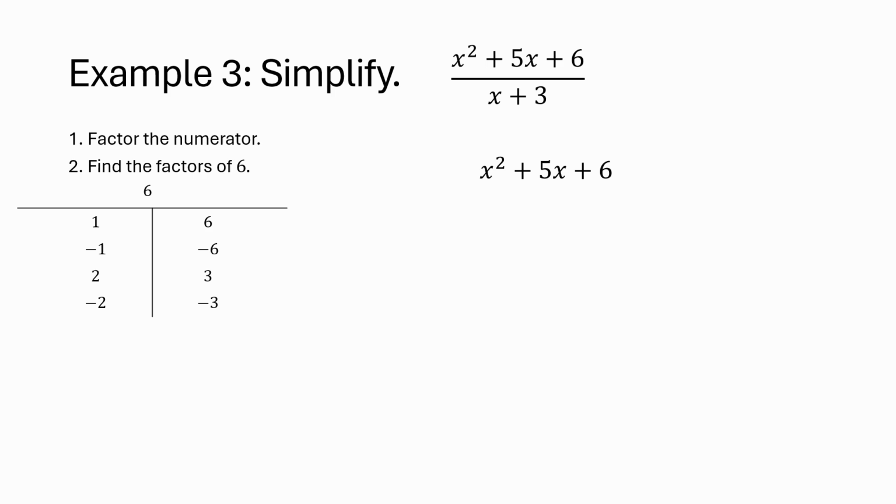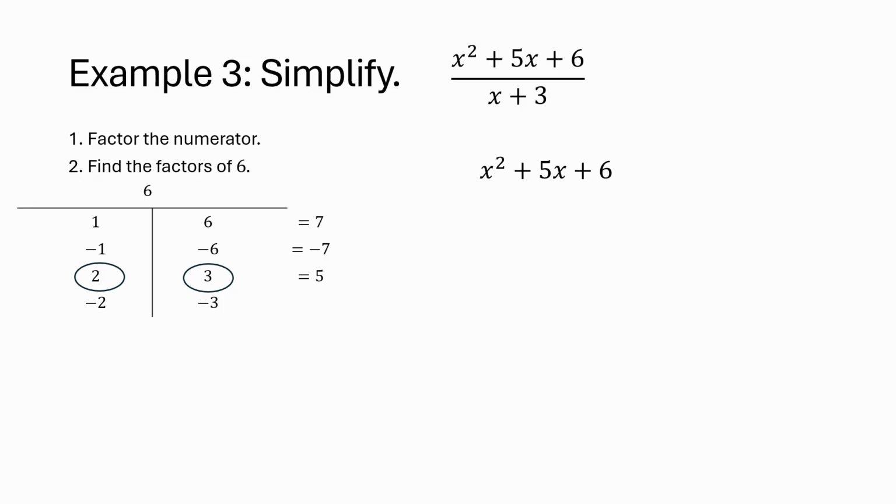Now I go through each of these factors and I add them, and I'm looking for the two factors that multiply to give me that 6, but then add to give me that middle term, that 5, the b term. And so 1 plus 6 gives me 7. That's not going to work. Negative 1 plus negative 6 gives me negative 7. That's not going to work. 2 plus 3 gives me 5. That works. So those two factors, the 2 and the 3, are the numbers that I want.